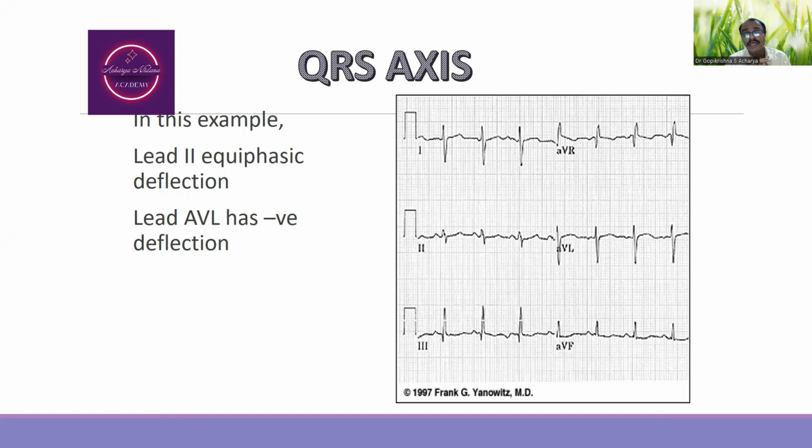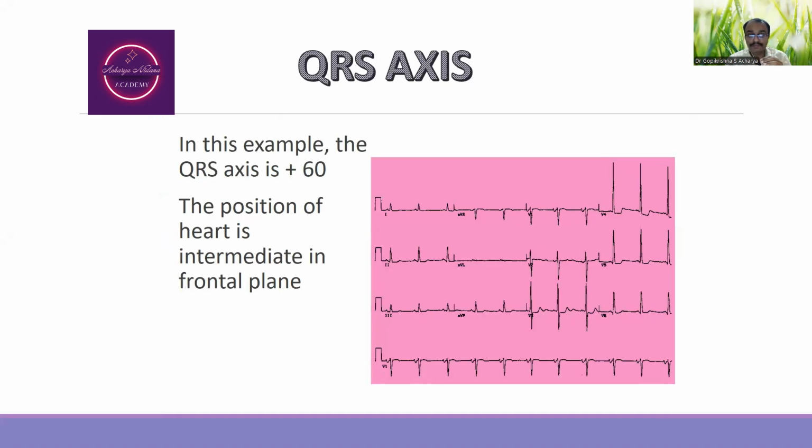This is another method by which we identify the axis deviations. In this particular example, lead AVL has an almost equiphasic deflection. The position of lead AVL is -30. To find the electrical axis of this example, we have to see the other two leads, that is lead 2 and AVR. Lead 2 has a prominent positive deflection and AVR has a prominent negative deflection. The electrical axis of this particular example will be plus 60.